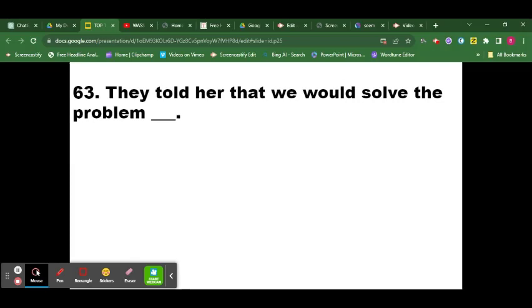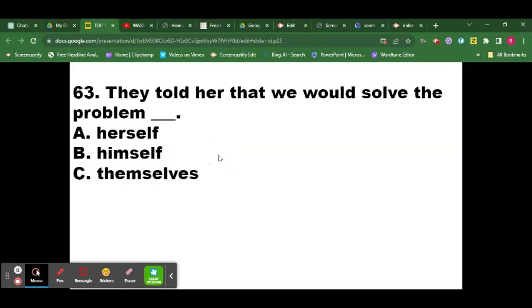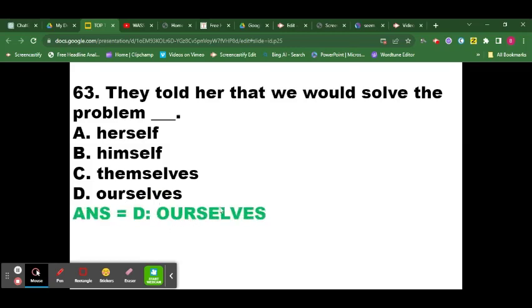63. They told her that we would solve the problem dash. A, herself. B, himself. C, themselves. D, ourselves. They told her that we would solve the problem ourselves. The correct option is D. Here we are dealing with a reflexive pronoun, especially when it is used for emphasis, that we will solve the problem ourselves.